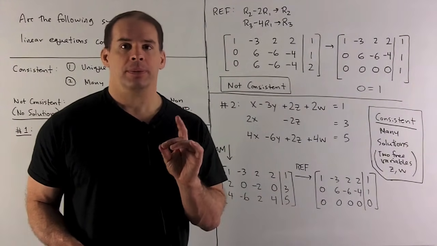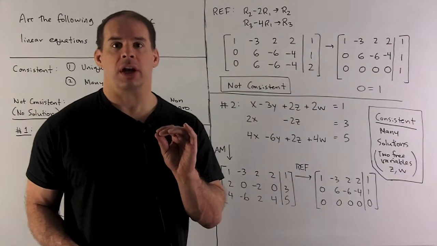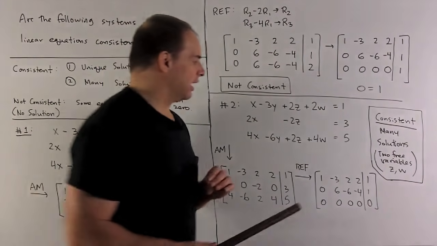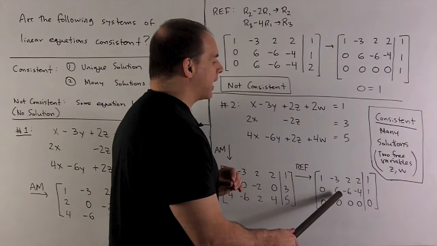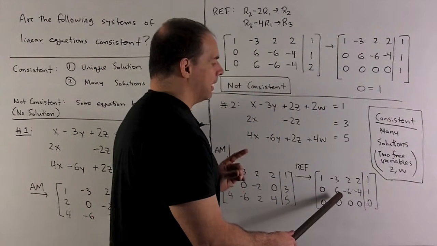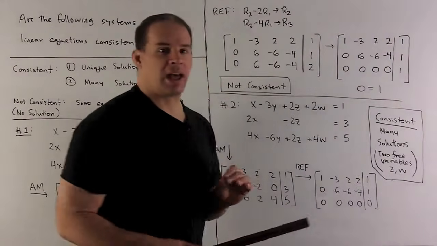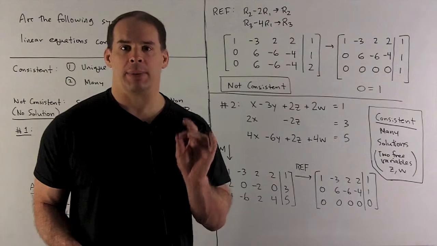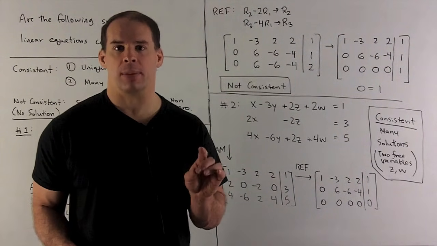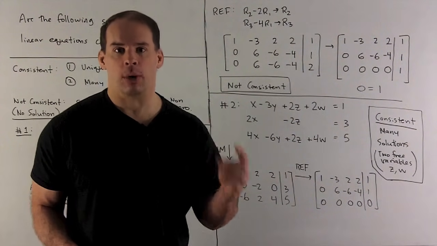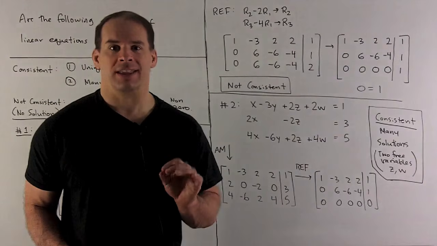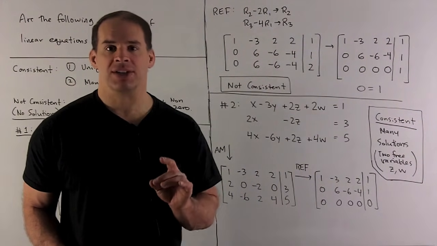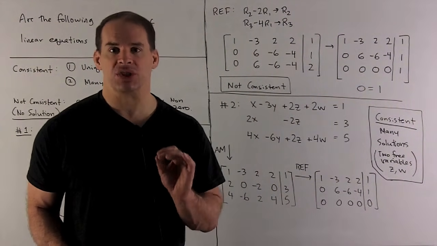And then we note, we're going to have many solutions here. Because we're going to have pivots in our x and our y columns, that means in our z and w columns, I have free variables. So if I have free variables, that means I'm going to be able to choose those variables to be whatever numbers I want, and they'll keep producing more and more solutions. So in this case, our answer is consistent because we have many solutions.